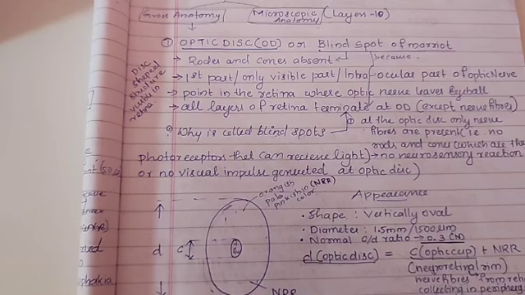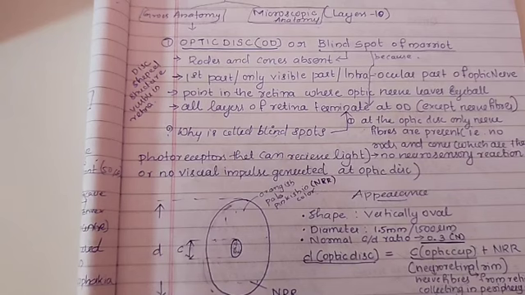So there are no photoreceptors here. The rods and cones are absent in the optic disc. We know these rods and cones are the only photoreceptors which can receive light. So in the optic disc there is no neurosensory reaction, no visual impulse is generated. That is the blind spot of Mariotte. It is the first part, the only visible part, and here all the layers of the retina terminate except the nerve fibers.